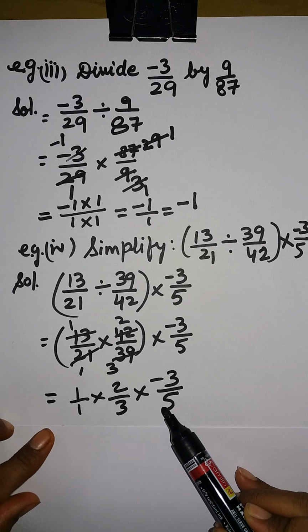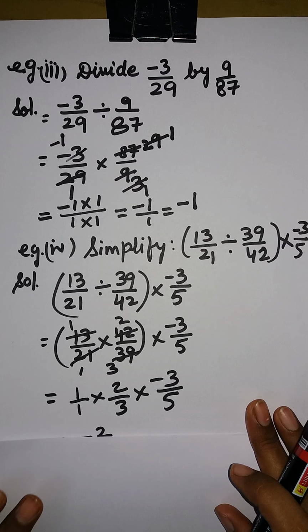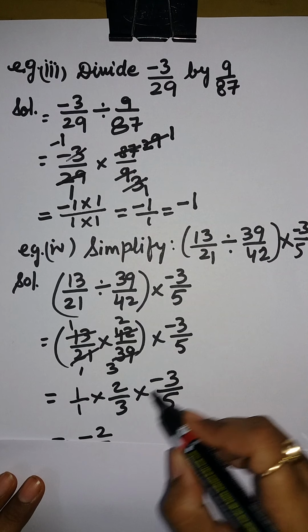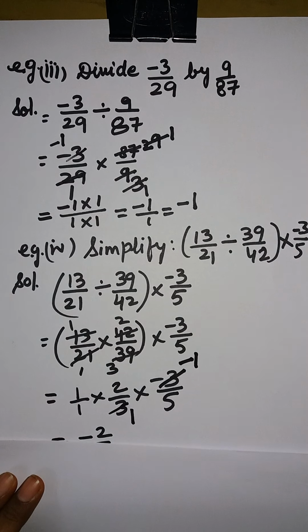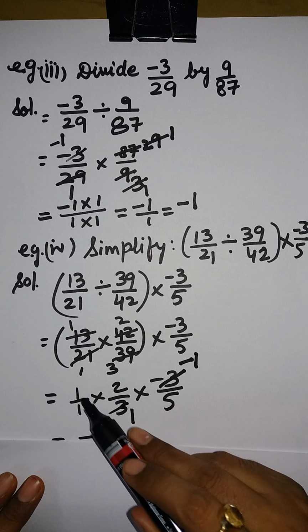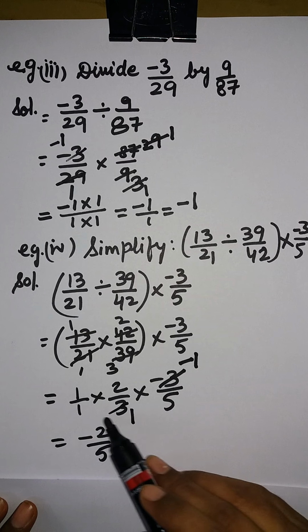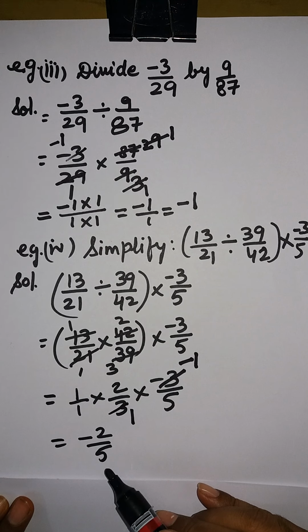And then we multiply all the numerators, and before we multiply this, we can find out if there is any common factor. Yes, 3 can cut by this 3. So we write now the final answer, 2 multiplied by 1 gives us minus 2, and 5 multiplied by 1 gives us 5. So minus 2 by 5 is the final answer.